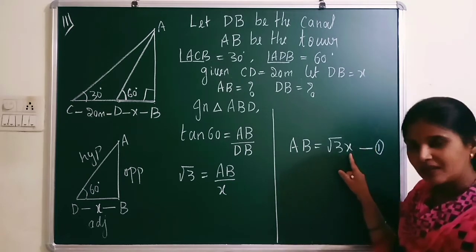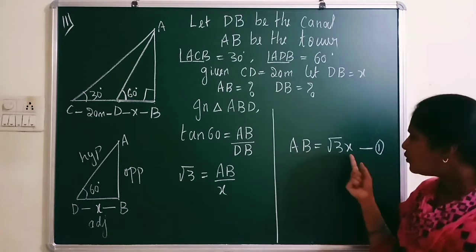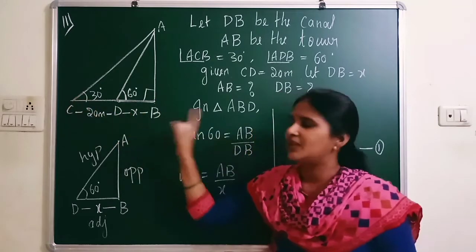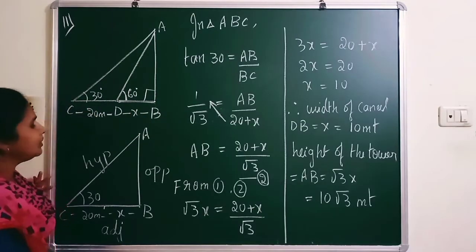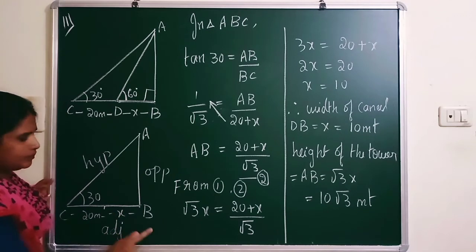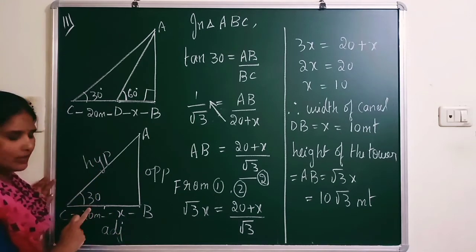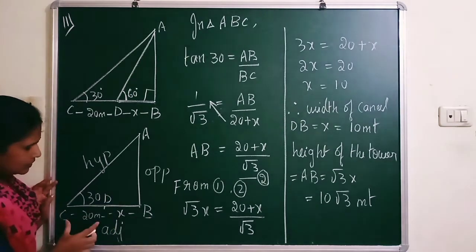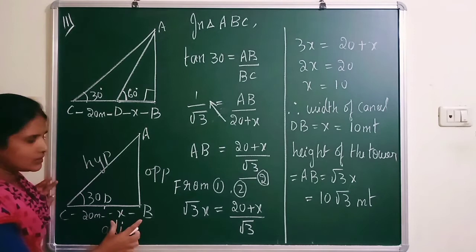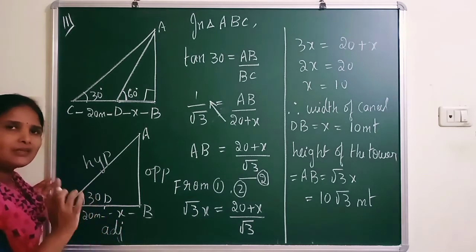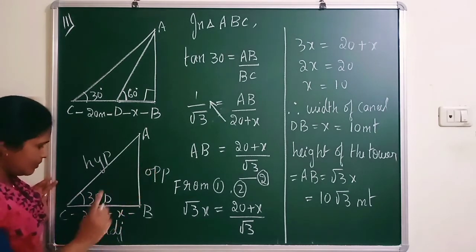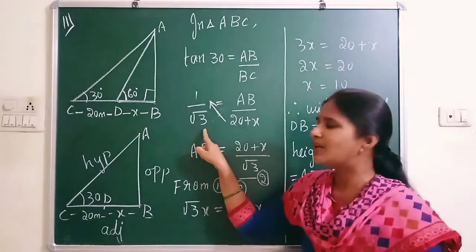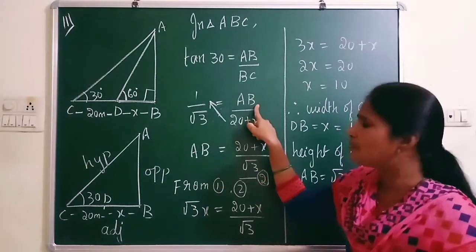Until I find x, I cannot find the height of the tower. How to find x? With the help of the other triangle, that is ACB. Angle C is 30 degrees, and here you have another point D. This is 20 meter, and this we assumed as x. Again I have to take the ratio tan. Tan 30 equals AB by BC. What is the value of tan 30? 1 by root 3. And AB you keep as it is.